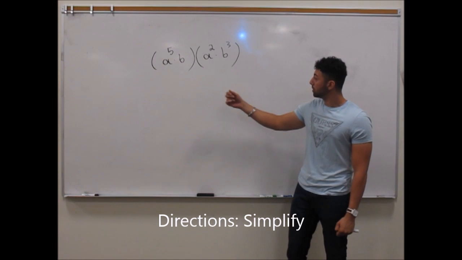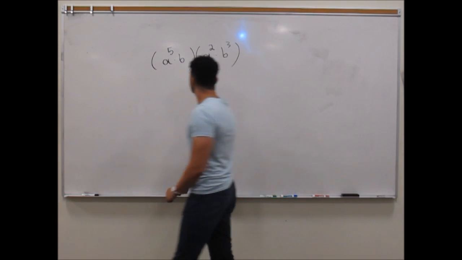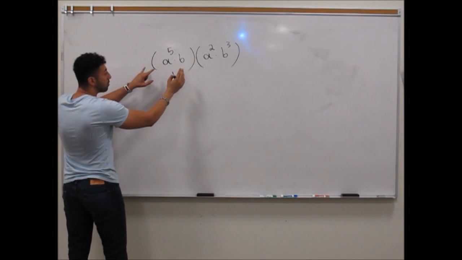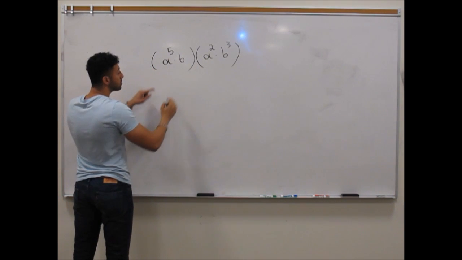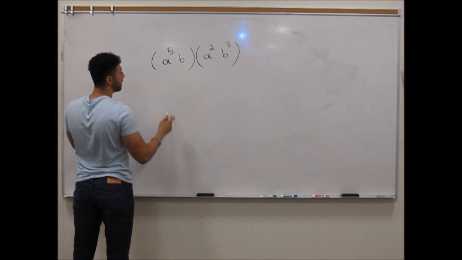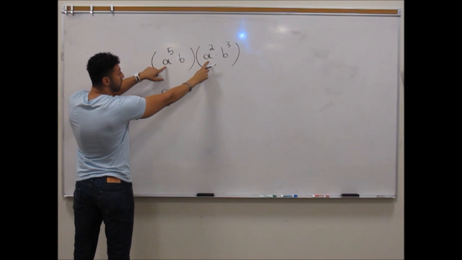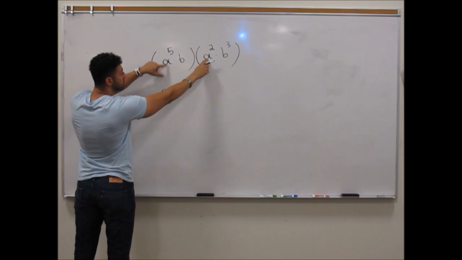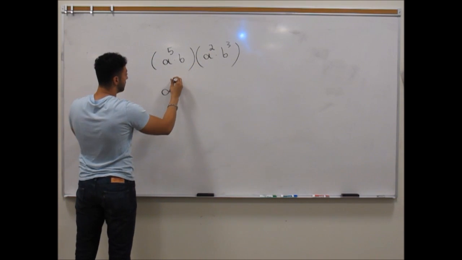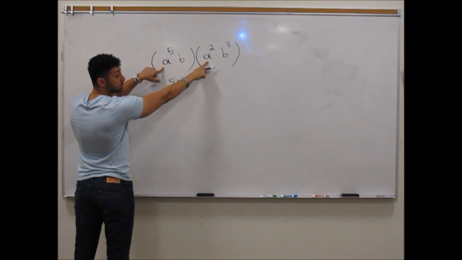So here, it's all multiplication all the way throughout, right? So we treat the bases individually. Notice we have the a's that are a common base. So I'm going to go ahead and write the a just one time. And what we're going to do with the exponents is add them, right? So that's going to be 5 plus 2. So that takes care of the a's, right?